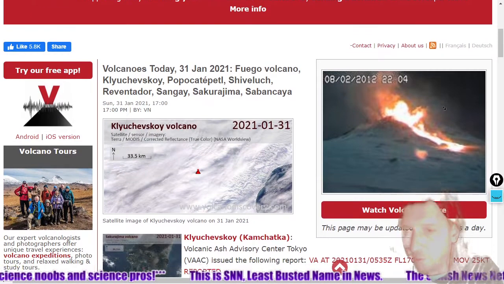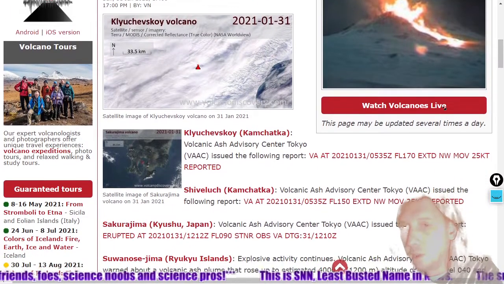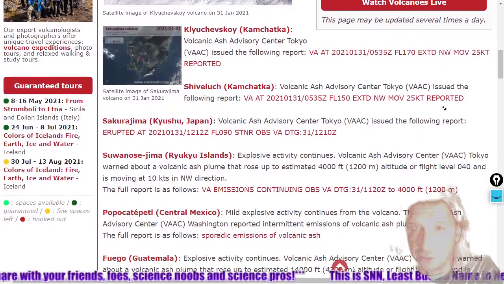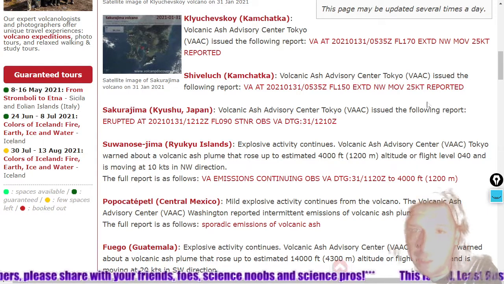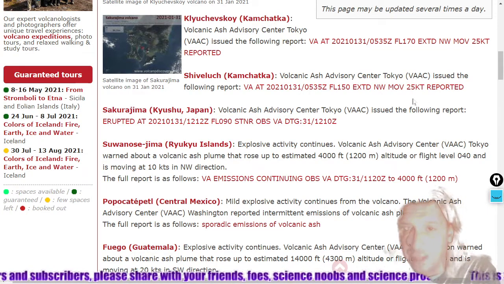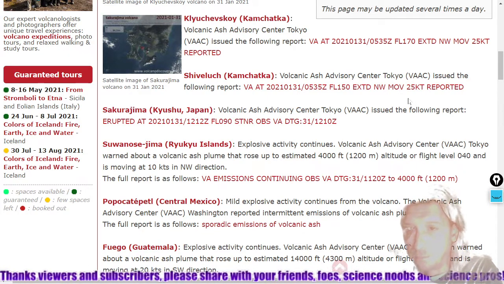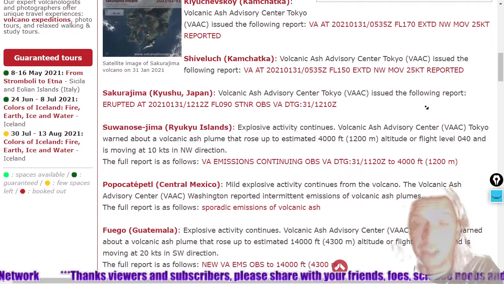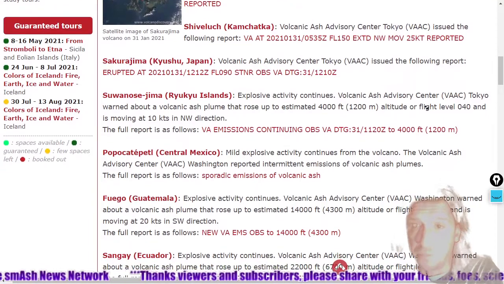here's what volcanoes have been erupting over the past 24 hours. Klyuchevskoye on the Kamchatka Peninsula. It's producing a flight level 170 situation above its caldera. Shiveluch, also on the Kamchatka Peninsula, flight level 150 there. Please don't fly your hang glider over the icy peaks of Shiveluch. Sakurajima, a Japanese volcano, erupting, producing a flight level 090. It's a 9,000-foot altitude ash plume.